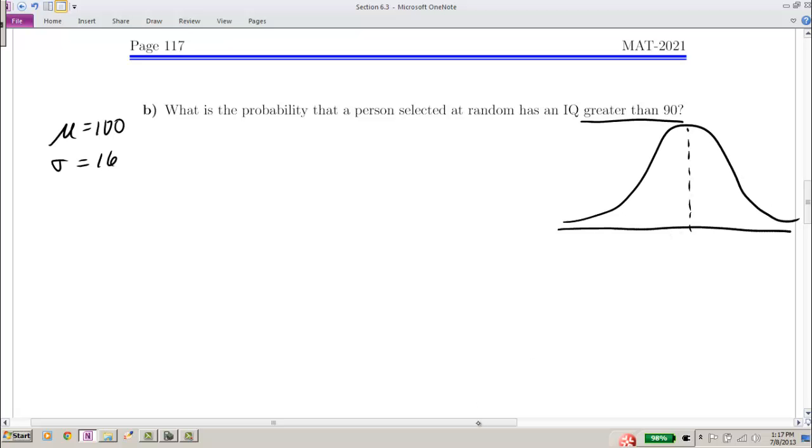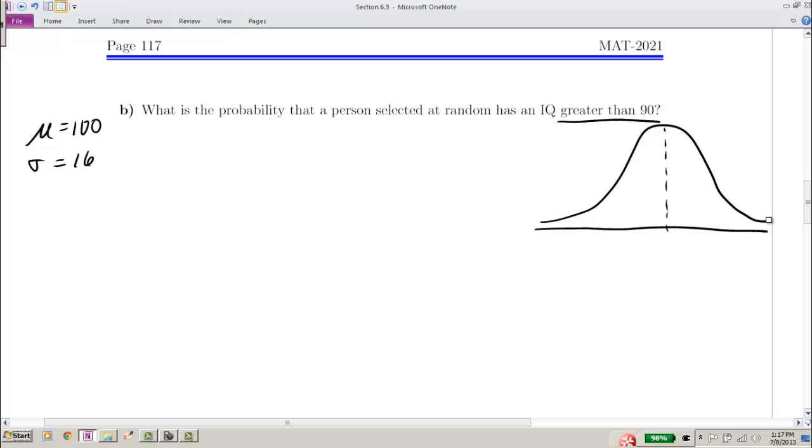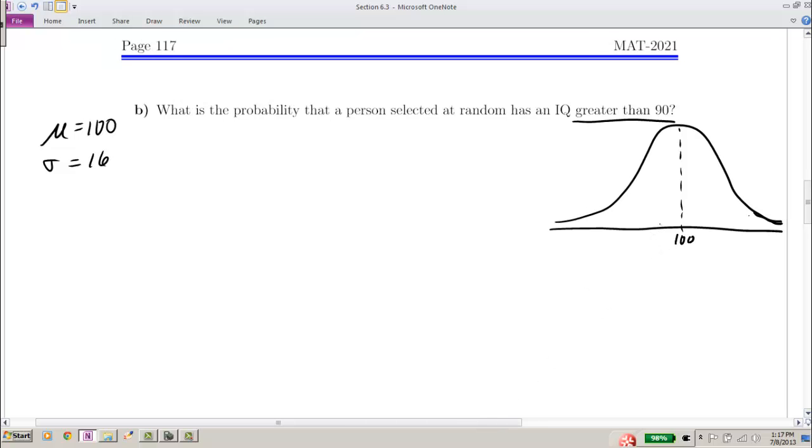Here's our standard normal curve. An IQ greater than 90, well, here's 100. The 100 is the mean, so that's right in the middle, and so 90 is a little bit below that. An IQ greater than 90 means we want this area right here.